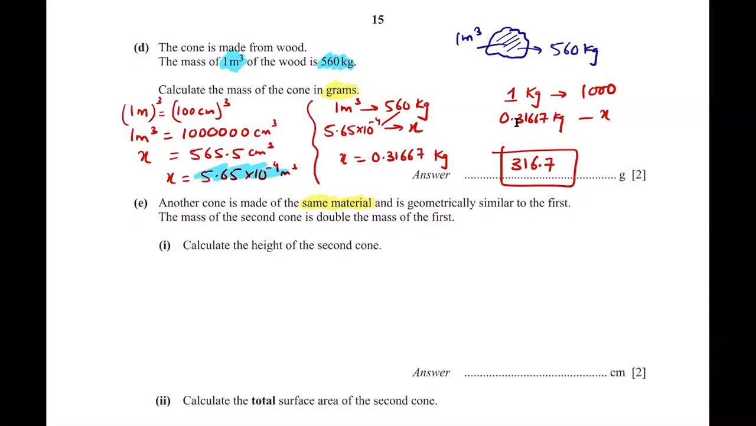Okay, so if I draw a cone for you, there are two cones in the question. If the question says that they are similar cones, that means the heights are proportional, the radius is proportional, the volume is proportional. Now the question says that the mass of the second cone is double the mass of the first. So if the first cone has a mass of m, the second cone will have a mass of 2m. So the ratio of the mass is 1 upon 2. You need to calculate the height of the second one.